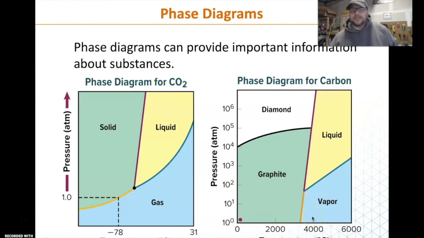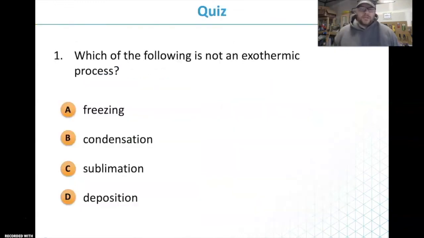So let's go ahead and test our knowledge. Which of the following is an exothermic process? Exothermic, exo means exit, and thermic means heat. So the system is losing heat in an exothermic process. Okay, so go ahead and see if you can answer this question.